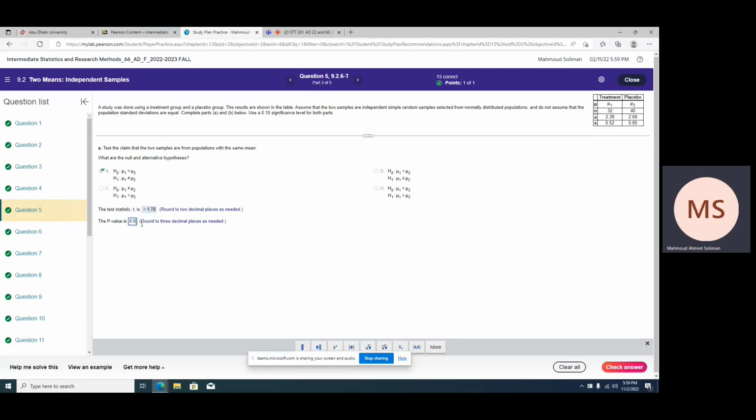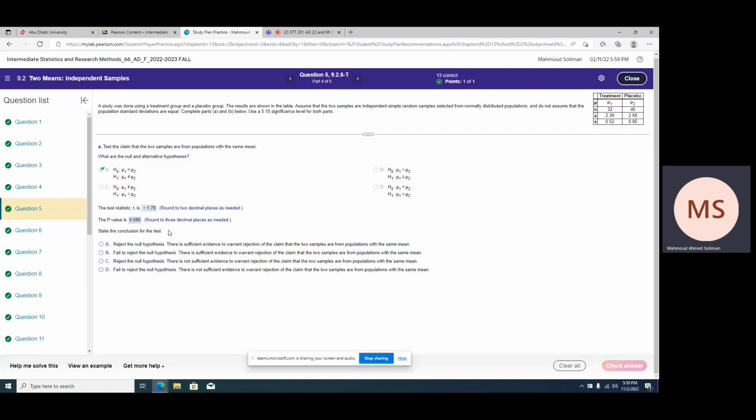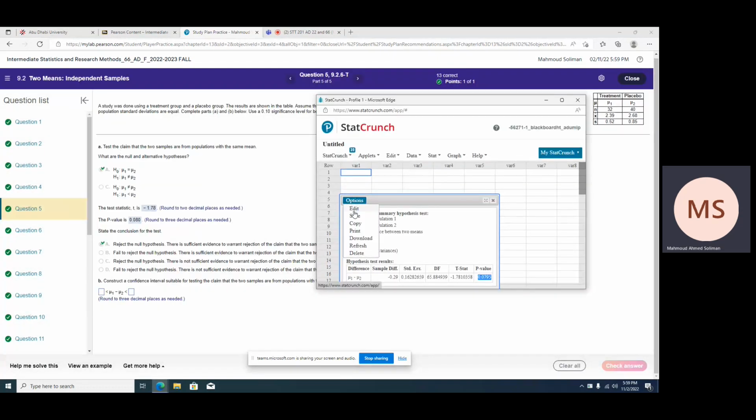So this will become 10, so this will become 8. You can put 0. So because we compare the p-value with 0.1, if it's less than, we reject. So we have sufficient evidence. If it's greater than, fail to reject. Fail to reject, yes.